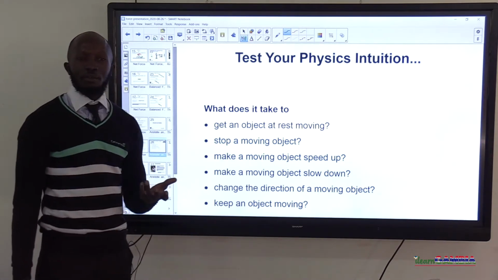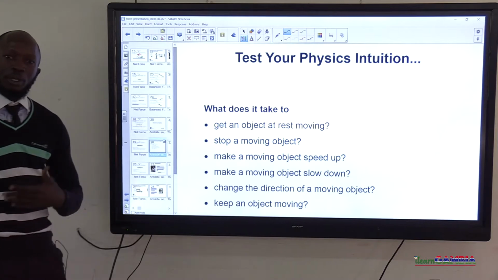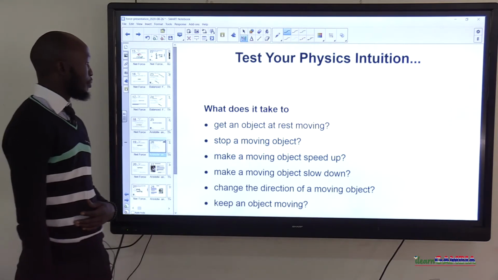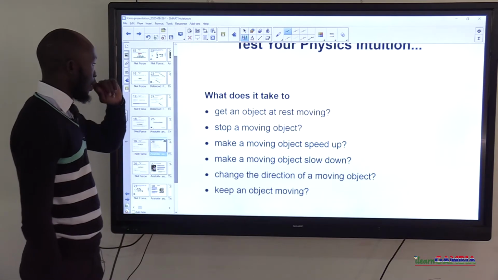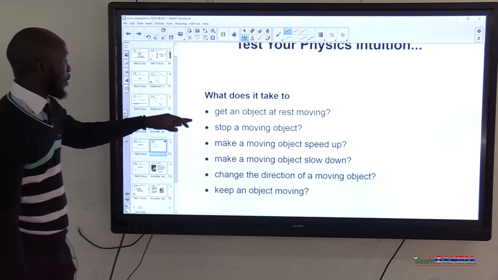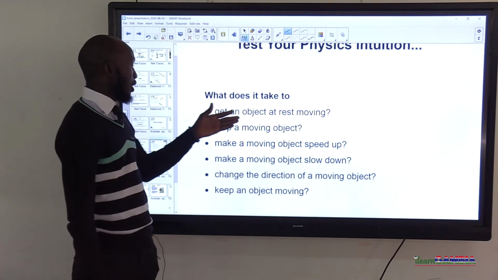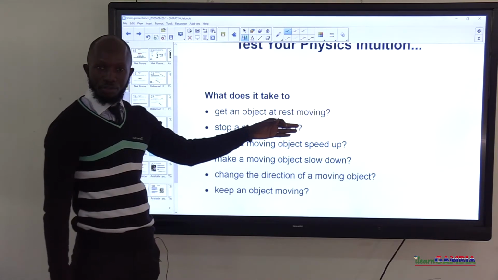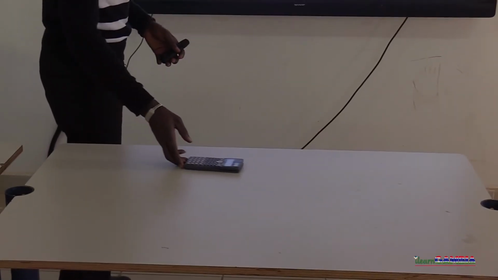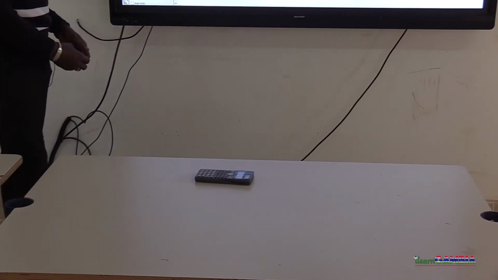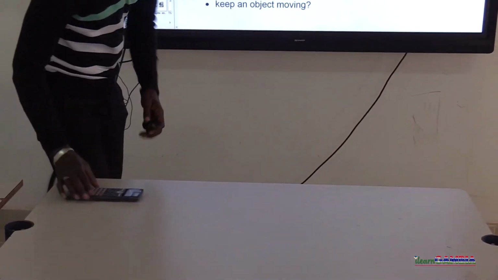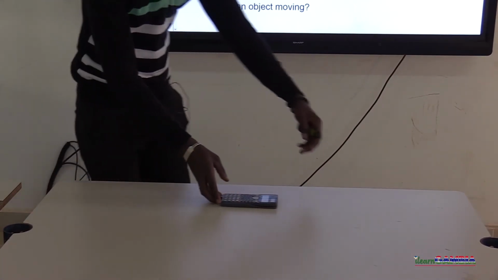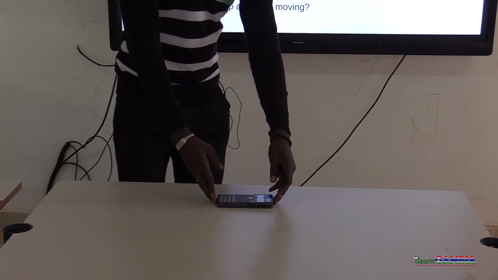Now we look at their various takes when it comes to forces, right? These are some effects of forces. What does force actually do? The first thing, forces can get objects at rest to move. If I have this object at rest here, if I apply a force, the object can begin to move. Forces can also stop objects moving. If this object was moving like this, if I apply a certain force, obviously the object will stop moving.